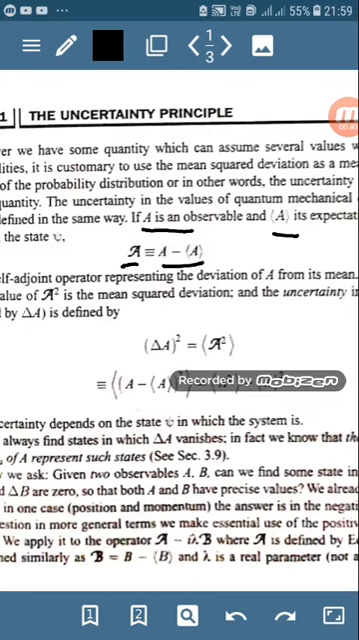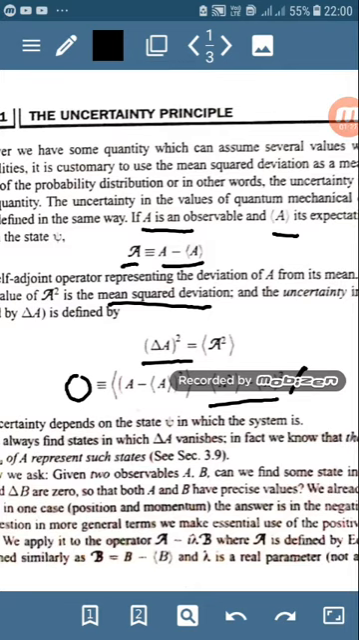Usually we measure the mean square deviation of the value, which is given as (del A) whole square, and the formula for the mean square deviation is the expectation value of A square minus the square of the expectation value of A. We already saw this in statistical mechanics. So there exists a state for which the mean square deviation of the observable A may be 0, that is, a state for which there is no deviation in the measured value of A.